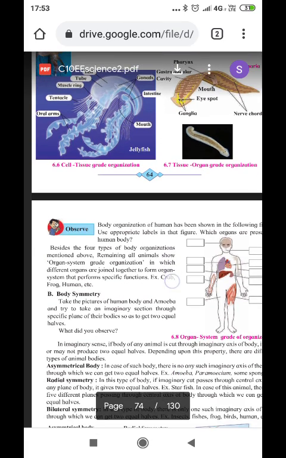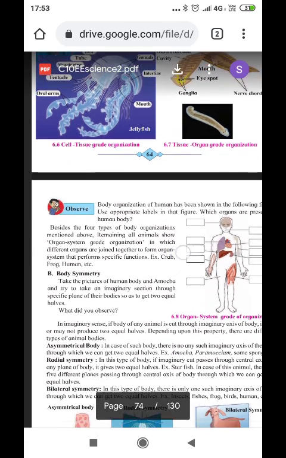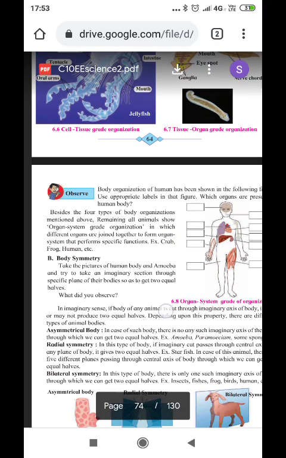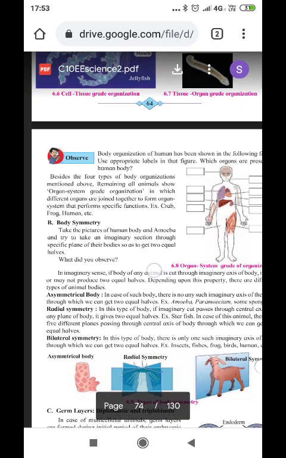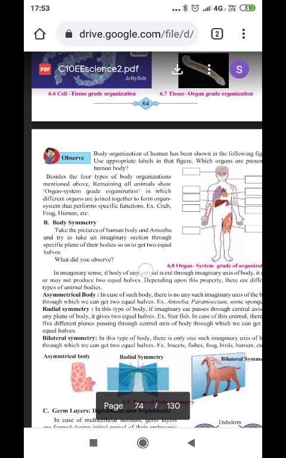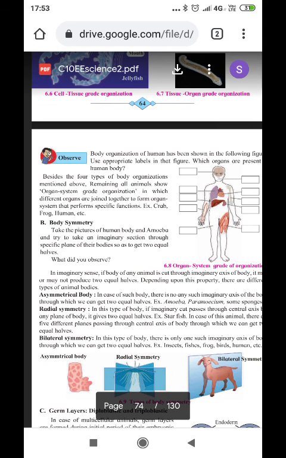You can see the diagram. Now, the body organization of a human is shown in the figure. The labeling as per the diagram, you can easily get it. Many parts of the body are ones which we are aware of.